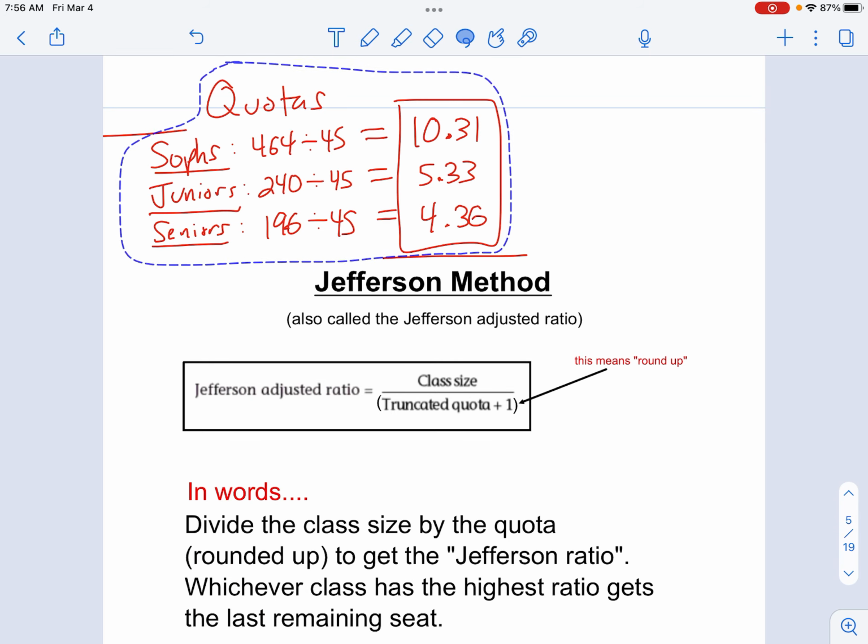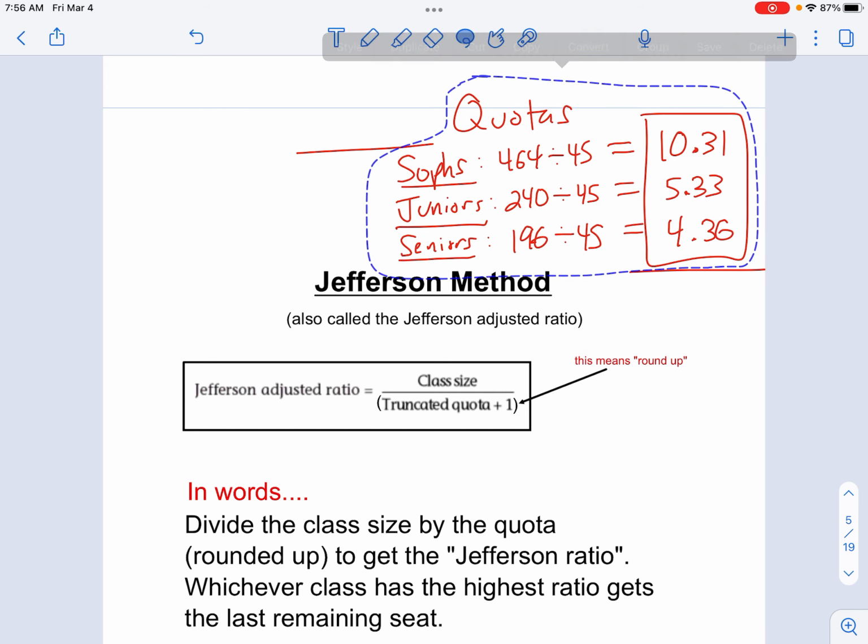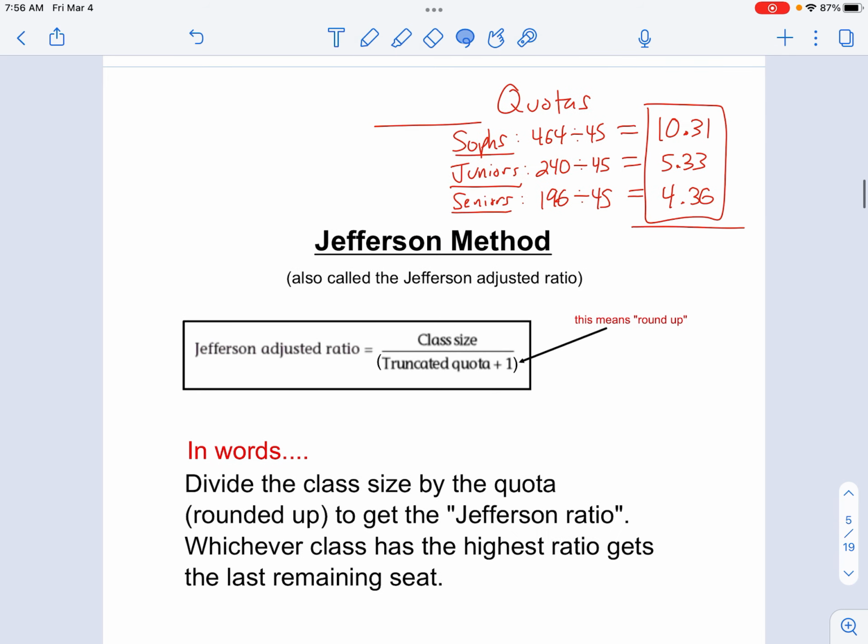So consider the Jefferson method like a race that you're running, okay? So what you do is you do this intermediate step where suppose you round all of them up. Suppose, okay, sophomores have 10.31. Suppose you gave them the 11th. Juniors have 5.33. Suppose you gave them the 6th. And then seniors have 4.36. Suppose you gave them the 5th. Suppose you round all of them up. It's a hypothetical. Who would do the most benefit with that extra seat?